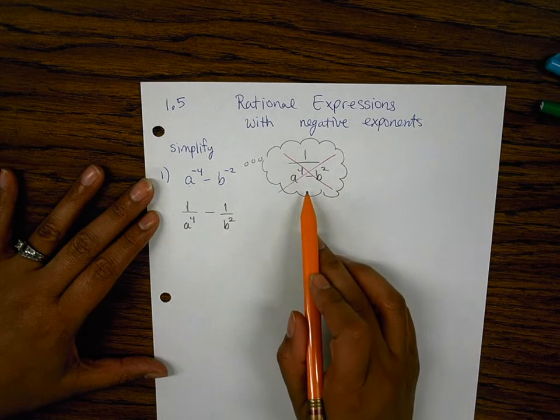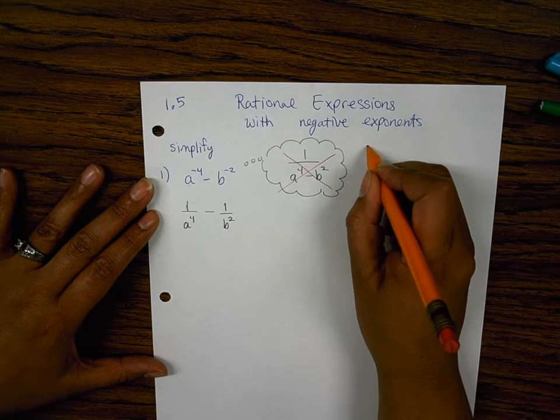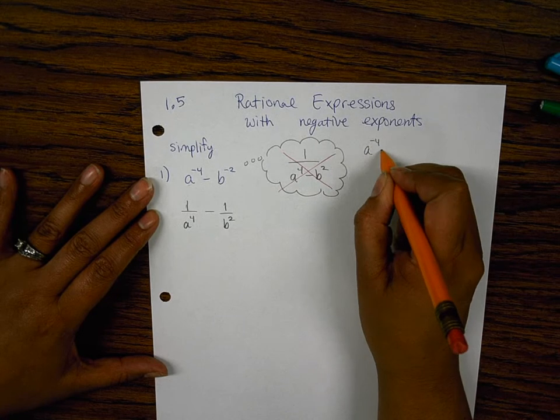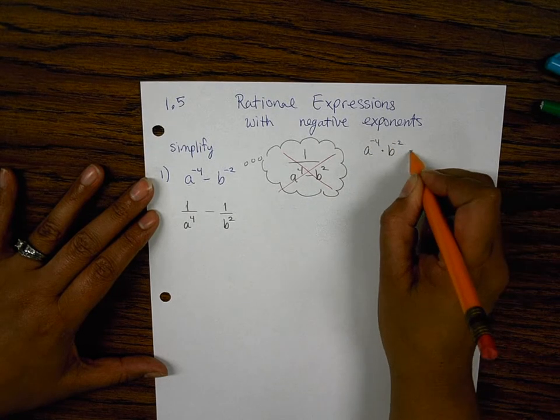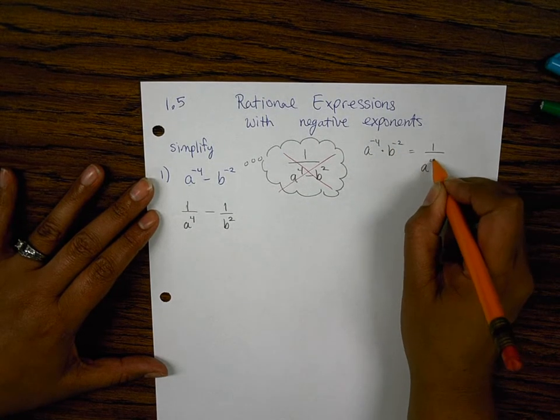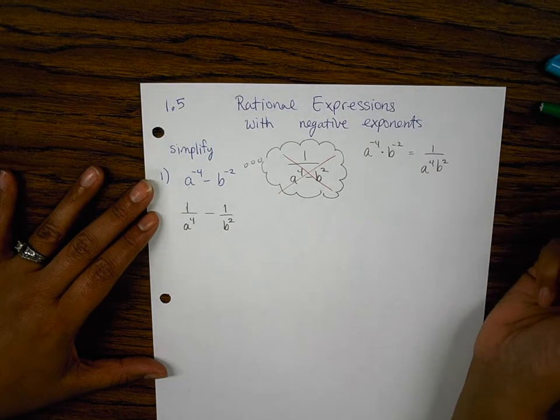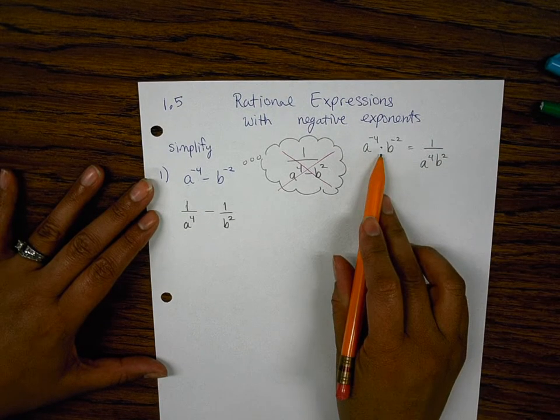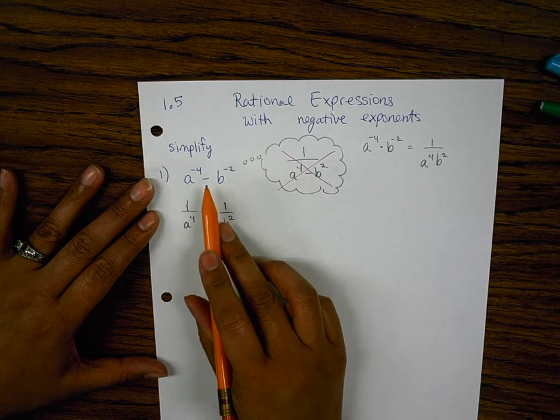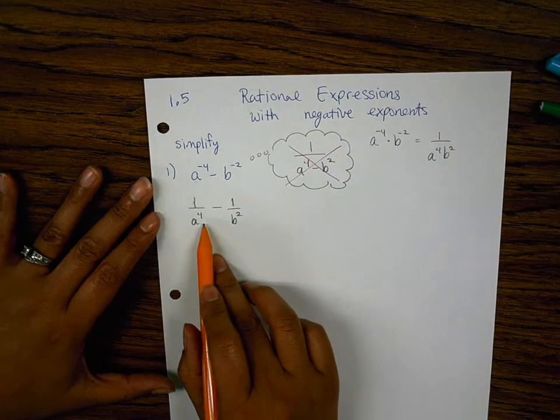So I cannot do this. Where you could do this is if it was a to the negative fourth times b to the negative second, you could do it this way, and you would be done. That's it. This is not the same as that problem. That's multiplication. This is subtraction. Subtraction, addition, you have to treat them as separate terms.